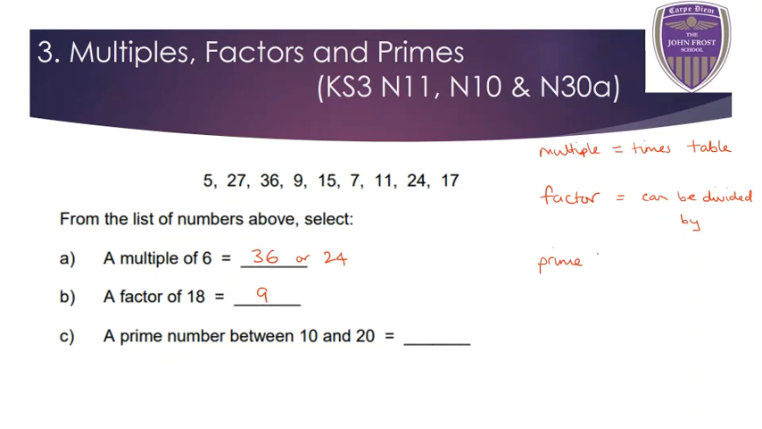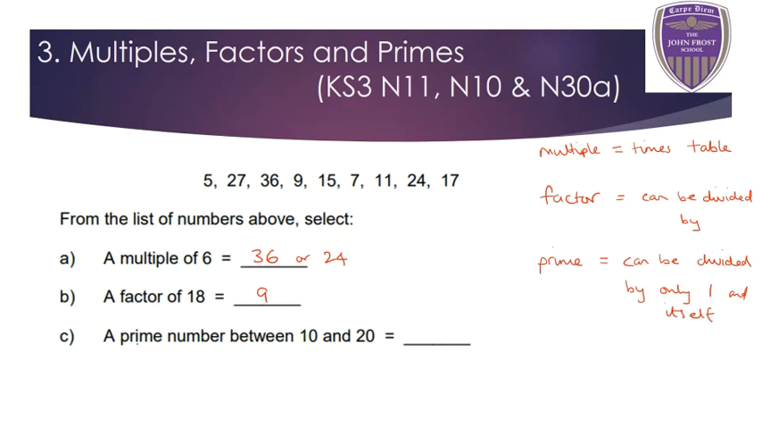Then question 3 says a prime number. A prime number, we need to remember this, is a number where only 1 and itself will go into it. So it can be divided by only the number 1 and itself. If I was saying the number 13, for example, the only factors of 13, so the only way you can make 13 by multiplying, is by using the numbers 1 and 13, so itself.